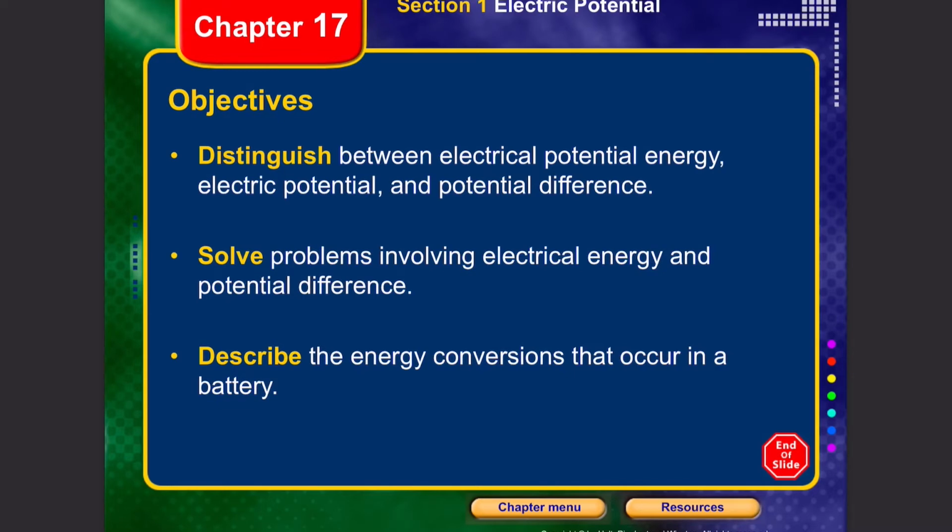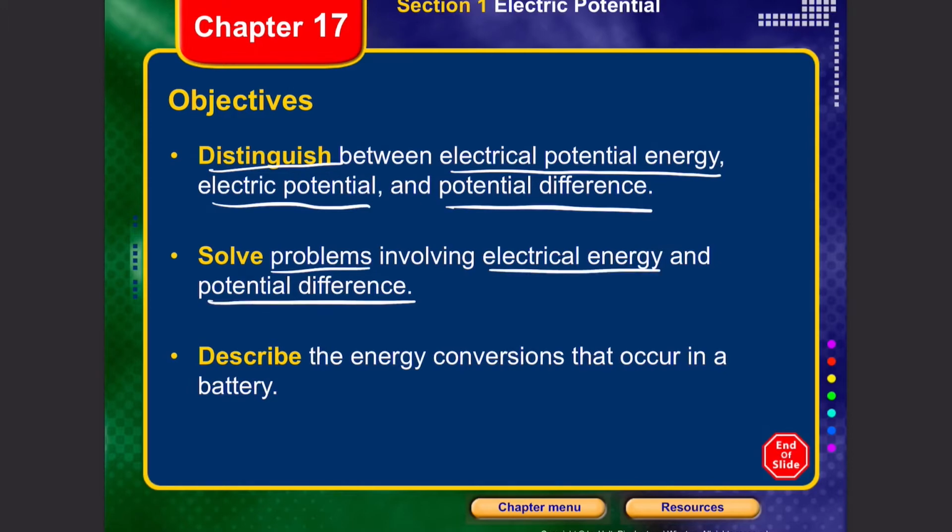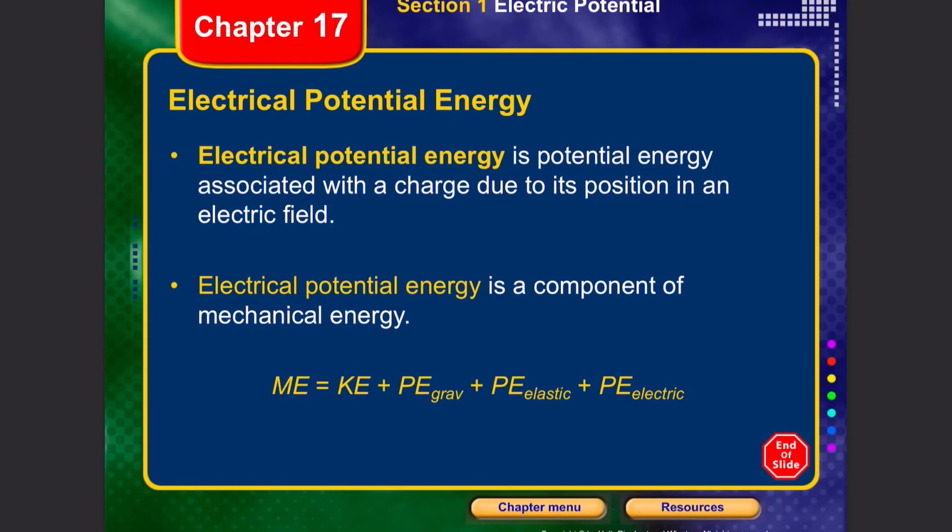After you complete this lecture, you should be able to distinguish between electrical potential energy, electrical potential and potential difference. You should be able to solve problems involving electrical energy and potential difference. You should also be able to describe the energy conversions that occur in a battery. So let's start with electrical potential energy.